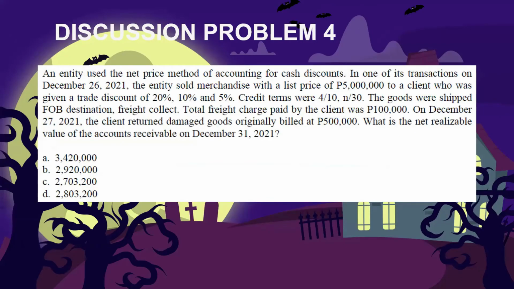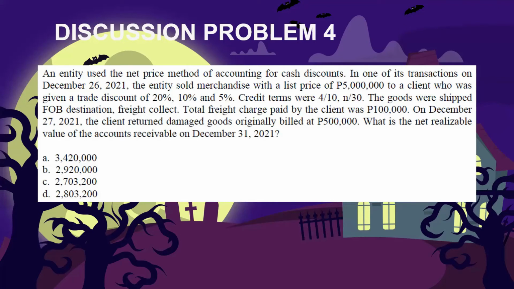Okay, so let's have problem number 4. In problem number 4, we are being asked to calculate for the net realizable value of the accounts receivable on December 31, 2021. So let me read the problem. An entity used the net price method of accounting for cash discounts. In one of its transactions on December 26, 2021, the entity sold merchandise with a list price of 5 million to a client with a given trade discount of 20%, 10%, and 5%.